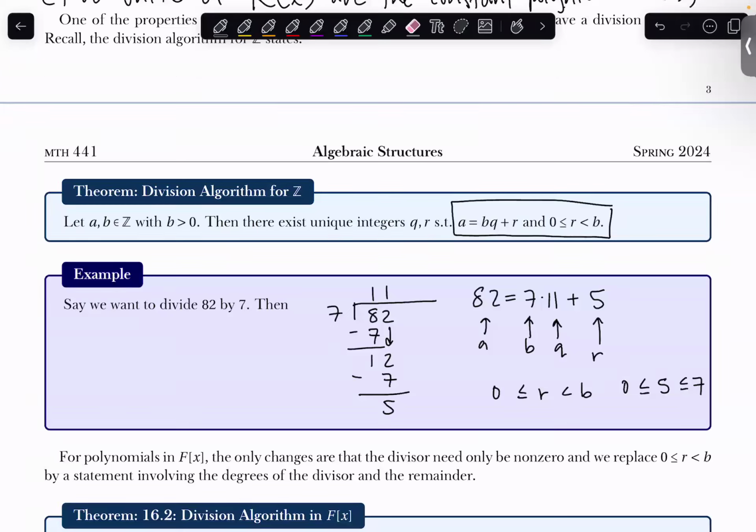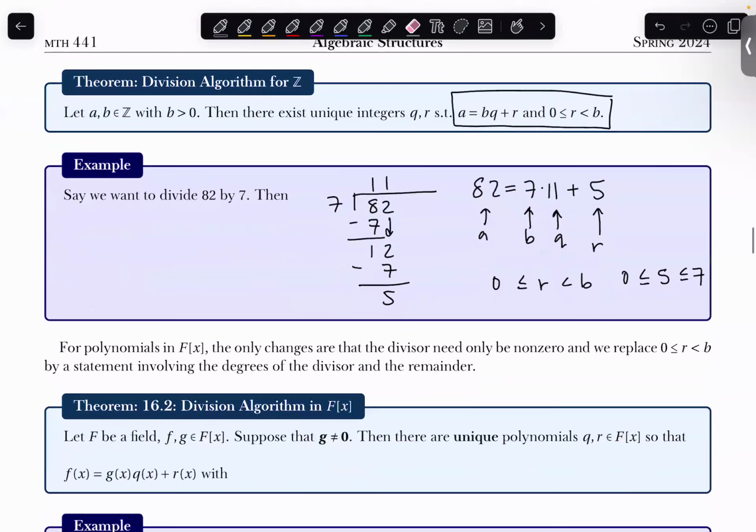Okay, so again, what we want to do is think about what the division algorithm is going to look like when we're working with polynomials instead. And here we're going to allow the coefficients only to come from fields. When I have fields as my coefficients, then this algorithm is going to work out nicely.